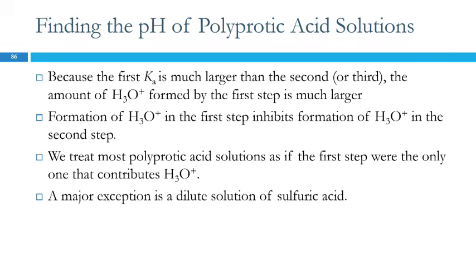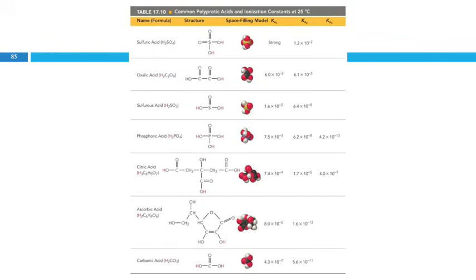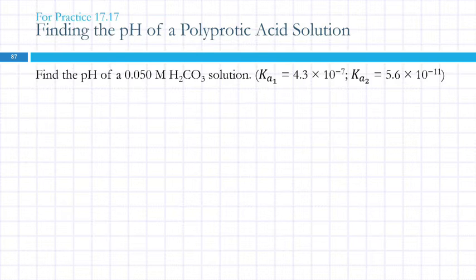One exception that's important: dilute solutions of sulfuric acid. If we look at this, it's strong in its first ionization. The second ionization has a Ka of 10 to the minus 2, which is relatively large for weak acids. So, and we'll see an example of that.